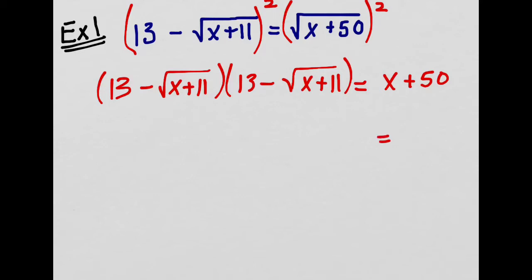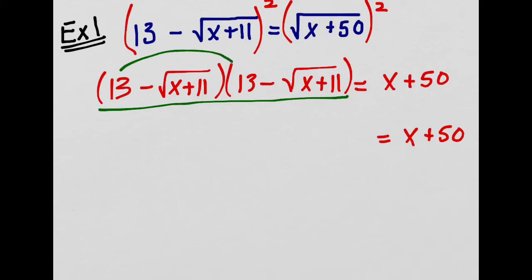Now, the right-hand side's done. It's already x plus 50. We took care of that right away. It's this side right here that we're going to have to multiply out or FOIL out, just like what we did before. So this is where you must be careful. You have to take your time and go through each one of the 4 multiplications.